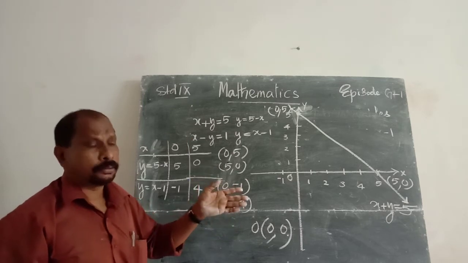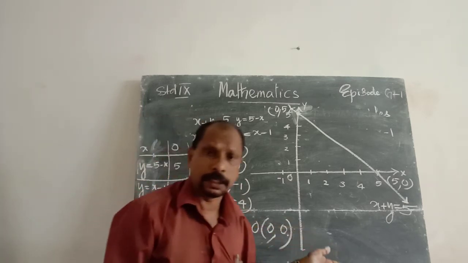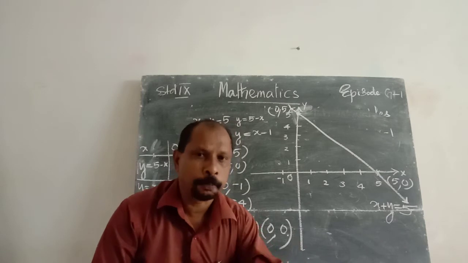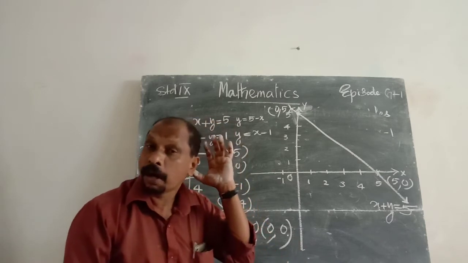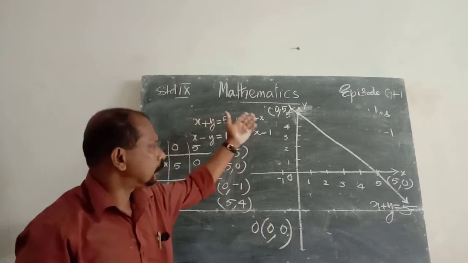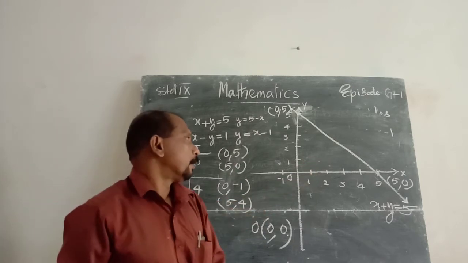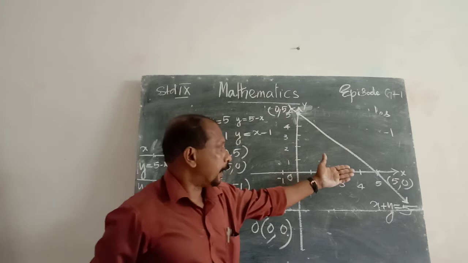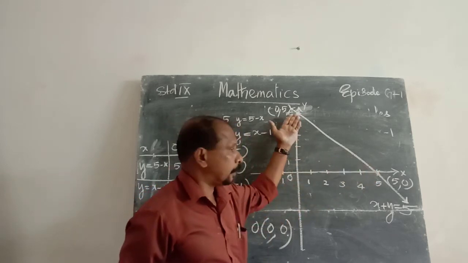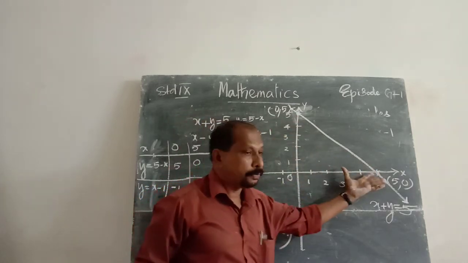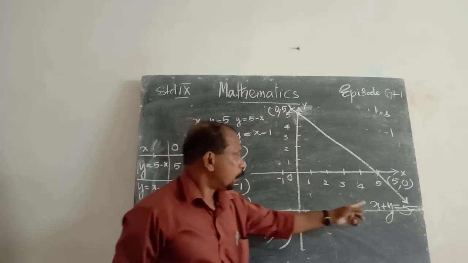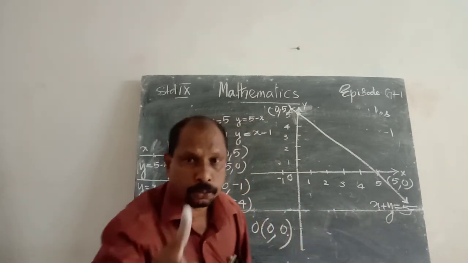Only 2 points need be given. We can draw. There are several points that could be given. We can draw the line. But at least 2 points need to be given. We can draw that straight line. Therefore, this is the straight line x plus y is equal to 5. And it cuts the x-axis and the y-axis at the points where this term is 5, also this term is 5.